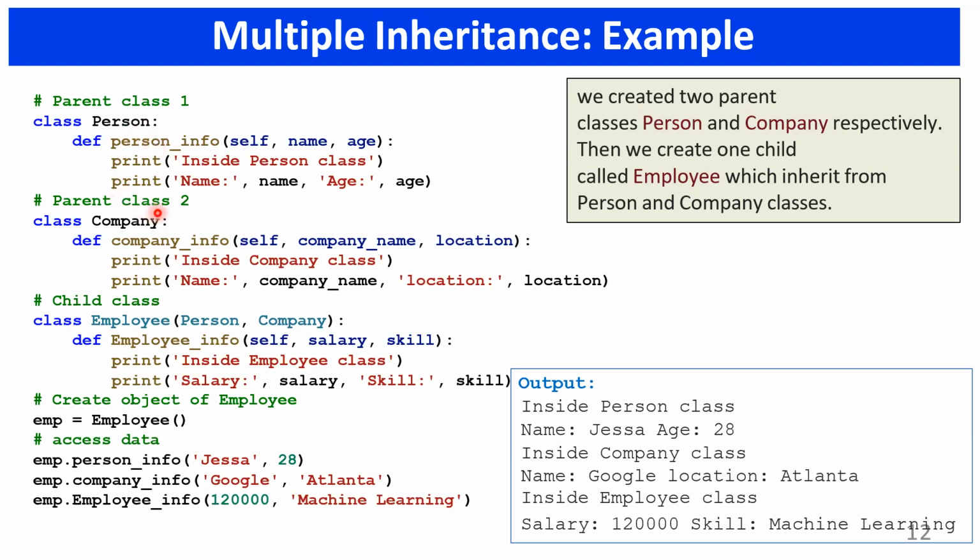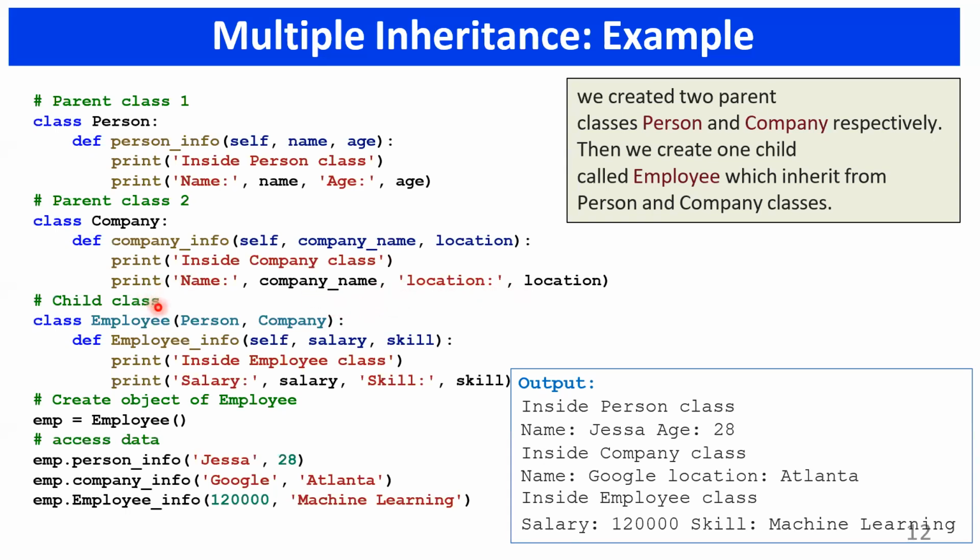And we are also creating another class, which is company, where we are defining one more method, which is company_info, where we are passing the attributes company_name and location. Here we are initializing the values of company_name as well as location. And we are printing "inside company class", and we are also printing the values of the attributes.